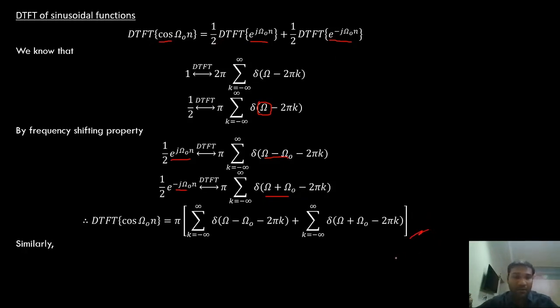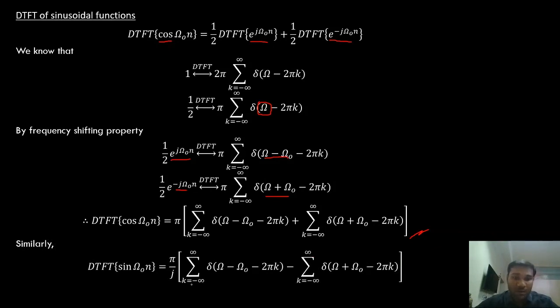Similarly, I can find DTFT of sine. There will be a j term here, right? Because for sine, I'll write 1 by 2j. So that is why there's a j term. Everything else is similar.